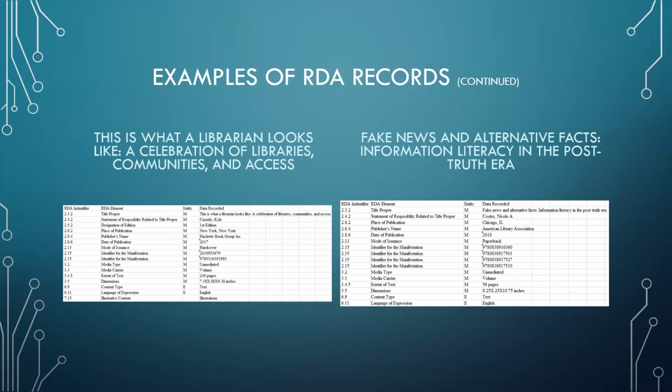The next one is Fake News and Alternative Facts: Information Literacy in the Post-Truth Era. It's written by Nicole Cooke. It's published by the American Library Association in Chicago, Illinois. It was published in 2018. I have listed all the ISBN numbers available for the electronic book, the physical book, the ebook, and I can't remember what the other one is. I'm sorry. It's 56 pages long. I've listed the dimensions and the fact that it's text in English.